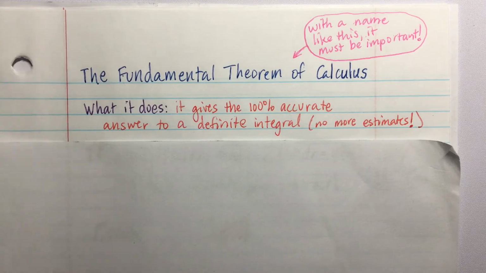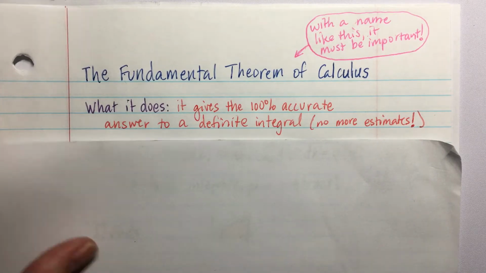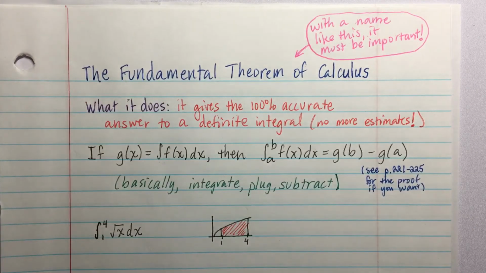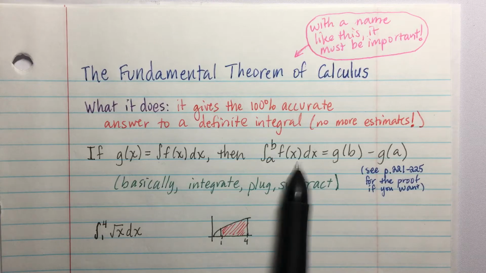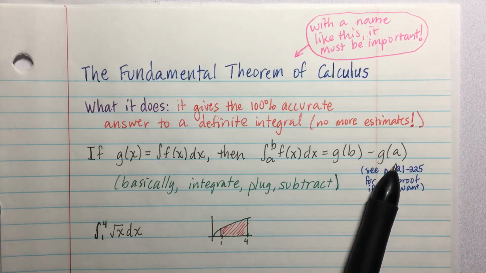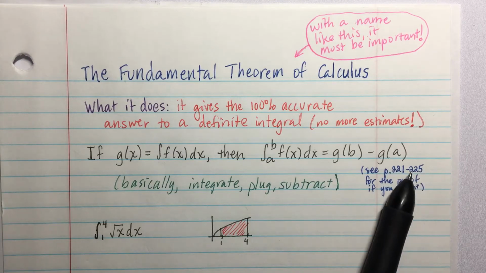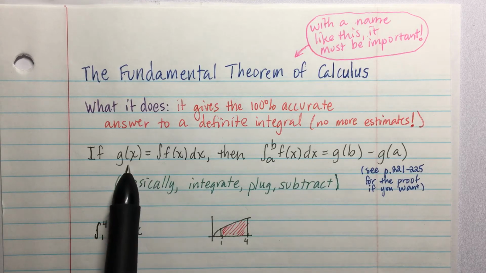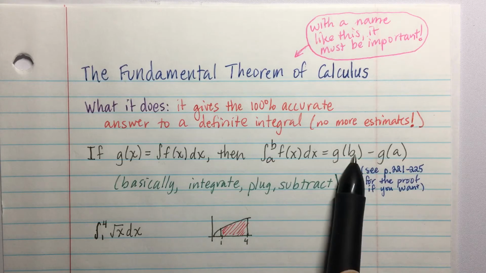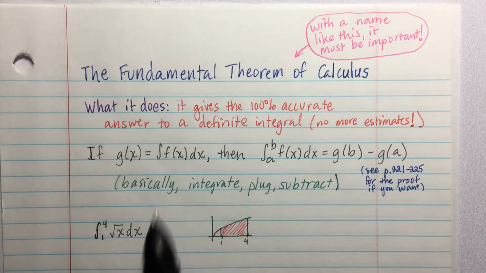So here's what the fundamental theorem states. If g of x equals the integral of f of x dx, then the integral from a to b is equal to g of b minus g of a. And you might just look at that and go, huh? Basically, integrate, because if you integrate f of x, you get g of x, and then plug in your b, plug in your a, and subtract the two.